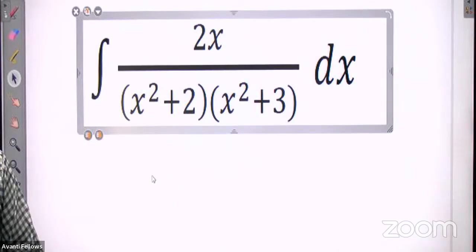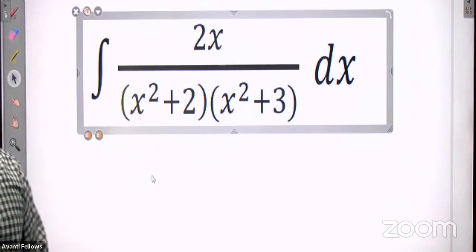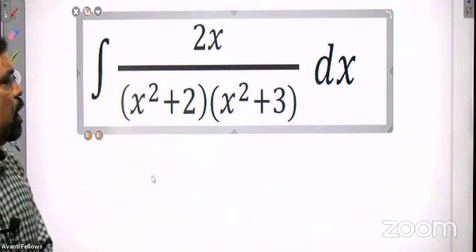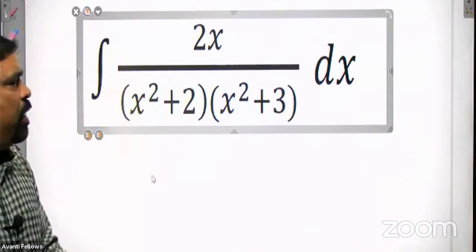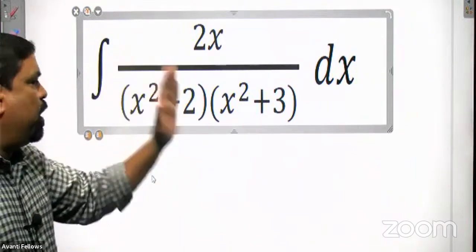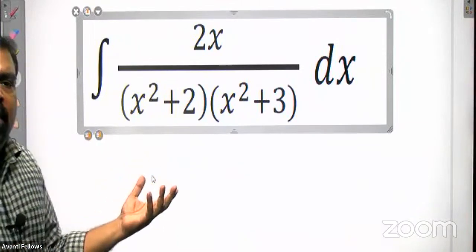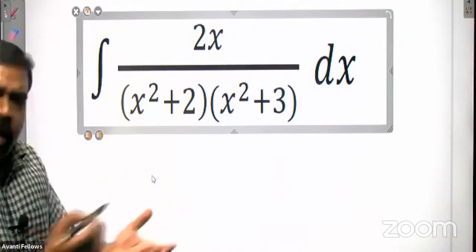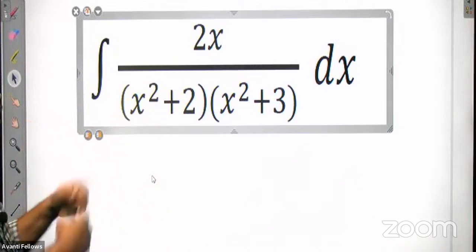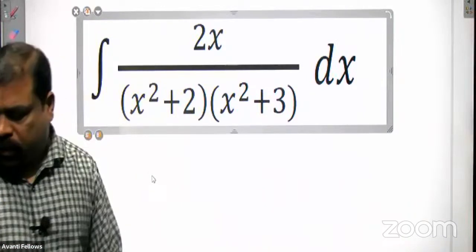Correct. x square can be taken as t, or x square plus 2 can be taken as t. Doesn't matter. Okay. Better to take x square equal to t. Then 2x dx will be dt. So this integral reduces to dt divided by t plus 2 into t plus 3. So easily that can be converted into partial fractions directly. Okay. The first term will be 1 by t plus 2. The other term will be minus 1 by t plus 3.